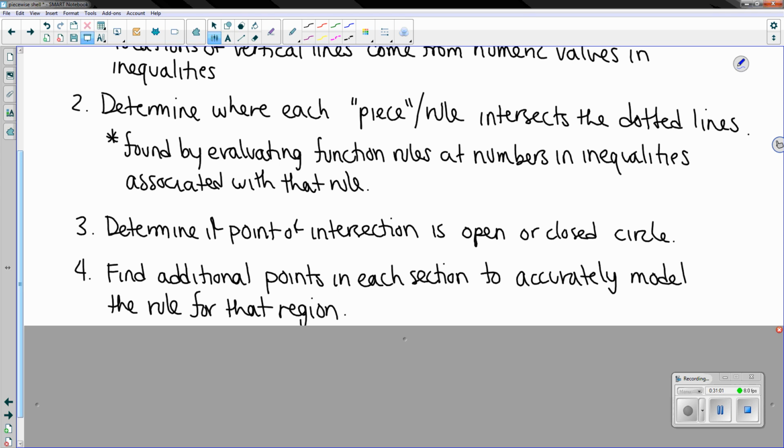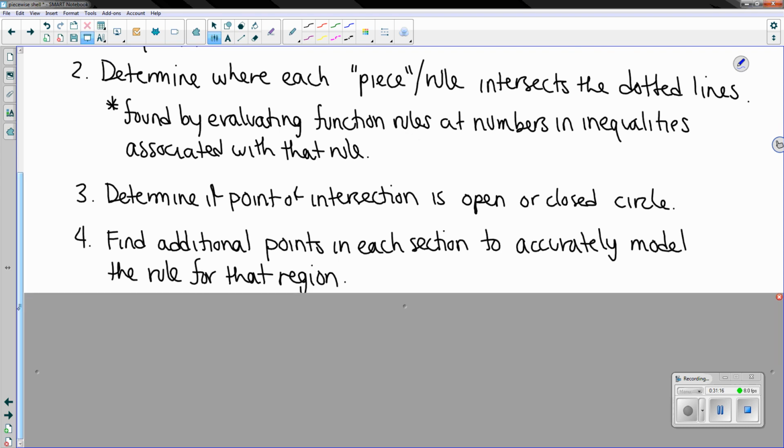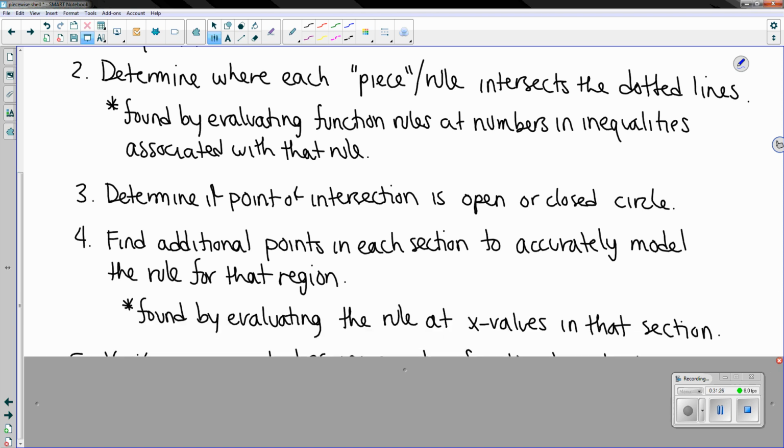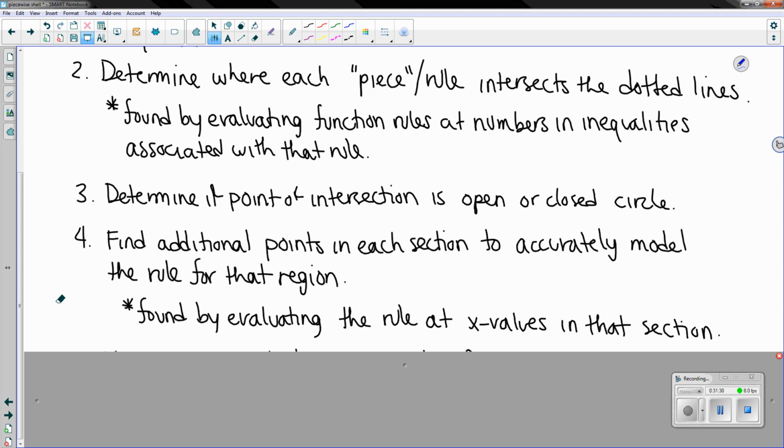But if it only has one boundary line for the inequality, so it goes on to the left or right forever, then you're only going to need to find one more additional point. You only need 2 points to draw a distinct line. So you should already have one of them from the intersection. All you have to do is find one additional one. Now, if you have a function with curvature, like the quadratics, you're going to want to make sure you find at least enough points, 3, 4, 5, to model the curve. Again, these are found by evaluating the rule at the x values in that section or region of the graph.